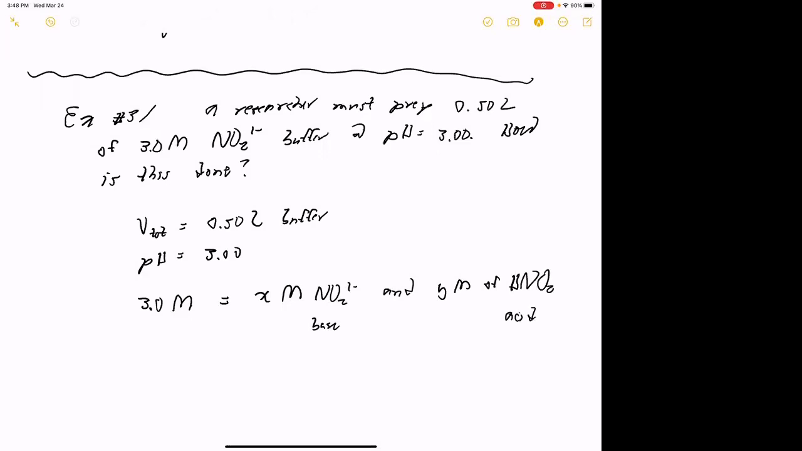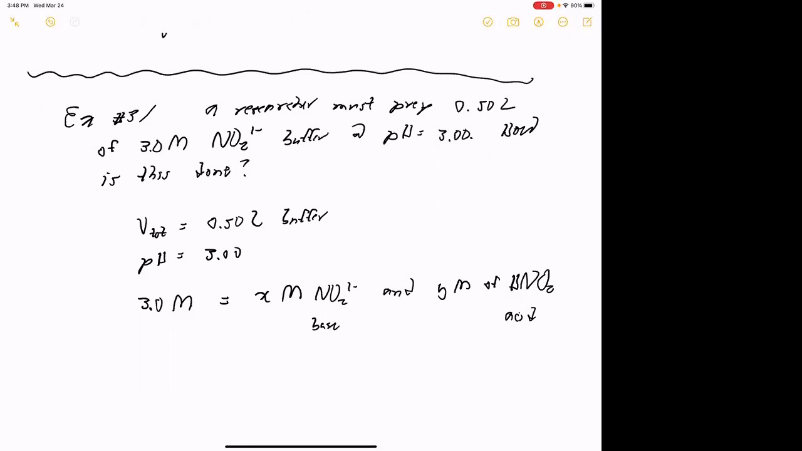Right? And that satisfies the definition of a buffer because a buffer has to be a mixture of a weak base and its conjugate acid or a weak acid and its conjugate base. And we've got a conjugate acid base pair here. But the point is the 3.0 molar is going to be the sum total of the concentration of both of those species. Okay? So this is more or less what we're given in the problem.